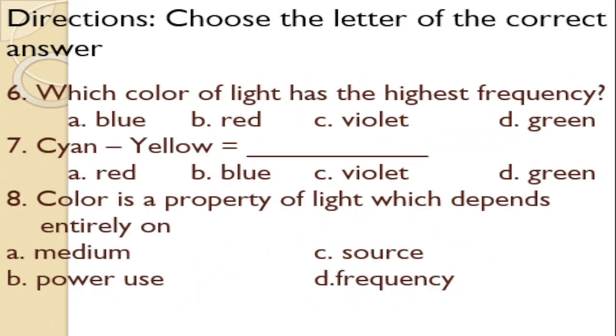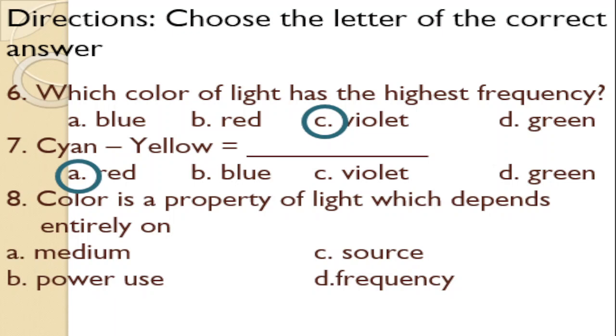And then, what color of light has the highest frequency? Blue, red, violet, or green? If your answer is violet, then you are correct. Since violet has the highest frequency, it has the highest energy, and it has the lowest wavelength. Cyan minus yellow equals: A. red, B. blue, C. violet, and D. green. We have A, red.